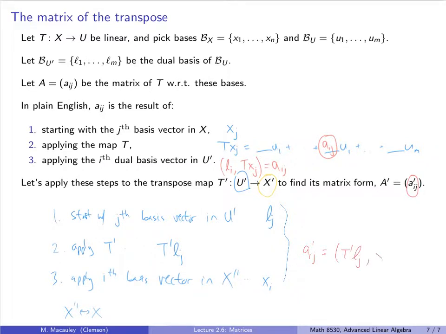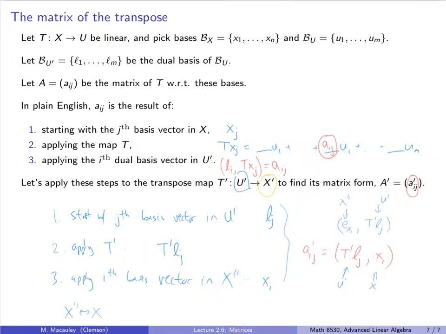So we are plugging xi into here. If you want to be really precise, you can say this is the evaluation map of xi at T prime Lj. So this thing is in X double prime and this thing is in U prime. But when we identify this with X, then we just write this normally, where this thing here is in U prime and this thing here is in X.